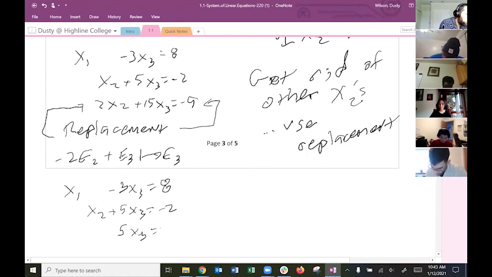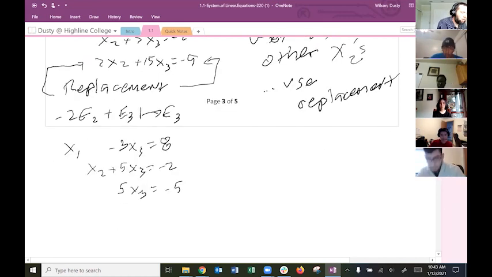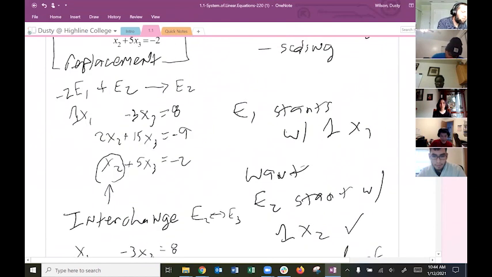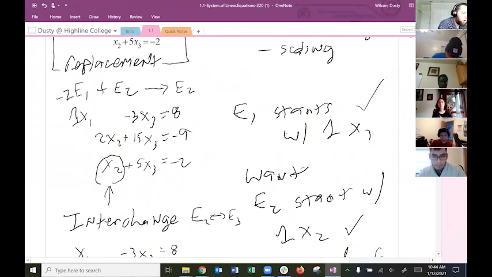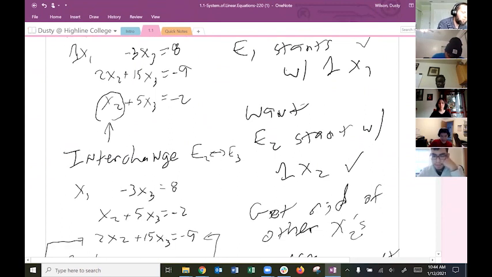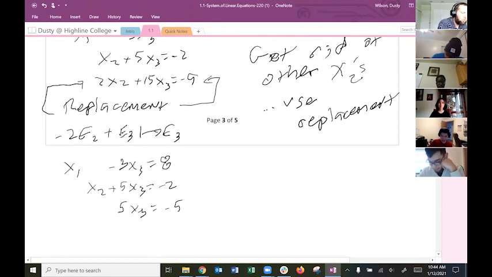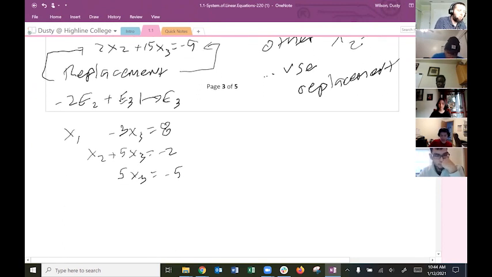And this will be equal to, all right, so what have we done? We now have E1 starts with a 1x1. We have E2 starts with a 1x2. We've also gotten rid of all the other x1s and x2s. So now we just need to mess around with E3.